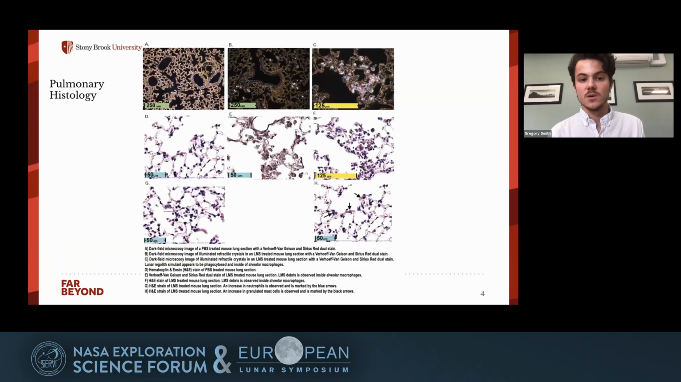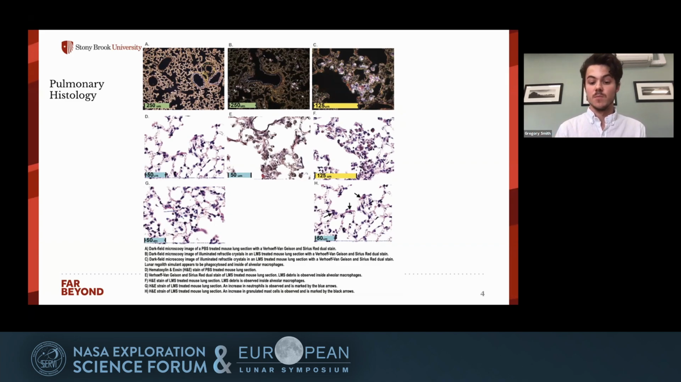All these little sacs are your alveoli. And here in A we have just saline treated. Then we can see these refractile crystals visualized under dark field microscopy. And in C, we could actually see some of the dust being engulfed by immune cells. So the dust was definitely in the airway.